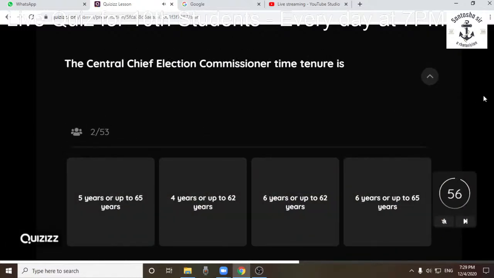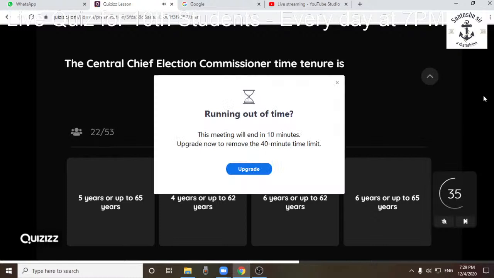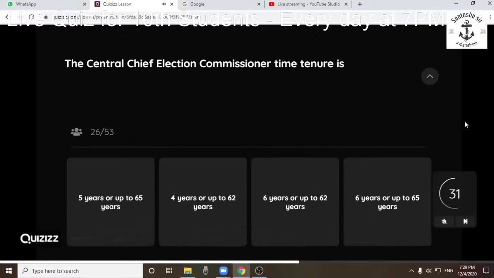The Central Chief Election Commissioner time tenure is, what is the time tenure of the Central Chief Election Commissioner? There will be a cap on the age along with the tenure. So check the combination and then you can answer it right. Time tenure of the Central Chief Election Commissioner.